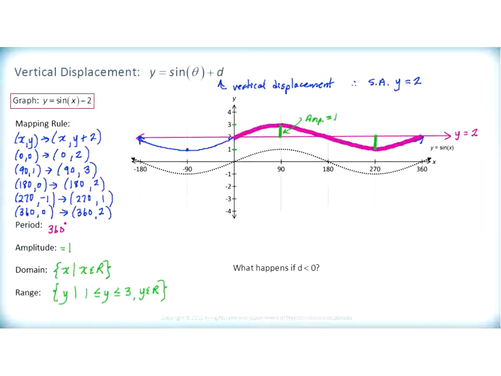So as a result here, we have a vertical displacement equal to 2 units upward. And that is also referred to as a vertical translation, a vertical translation upward. When the value of d is less than 0, that will result in a vertical displacement downward.